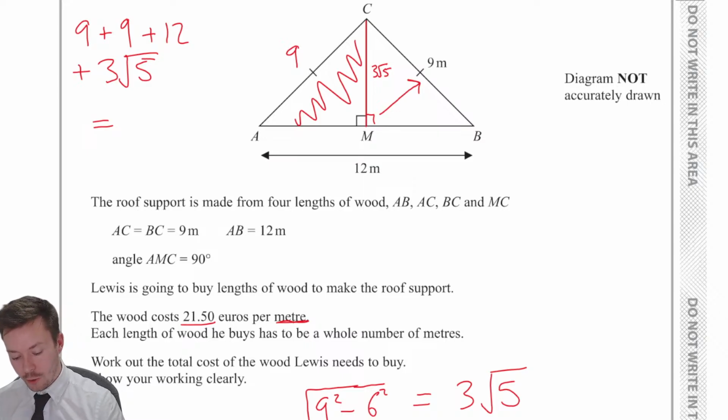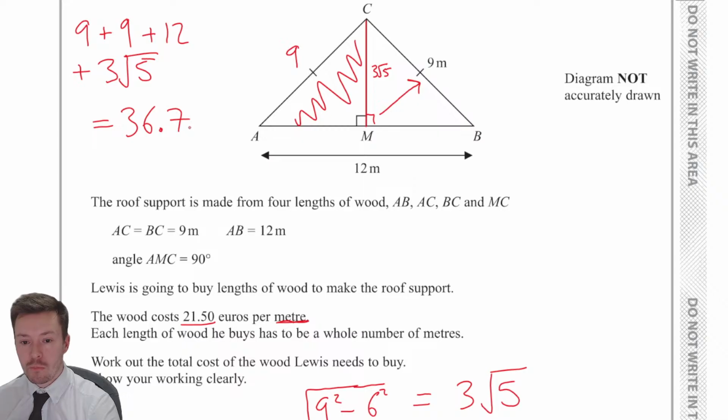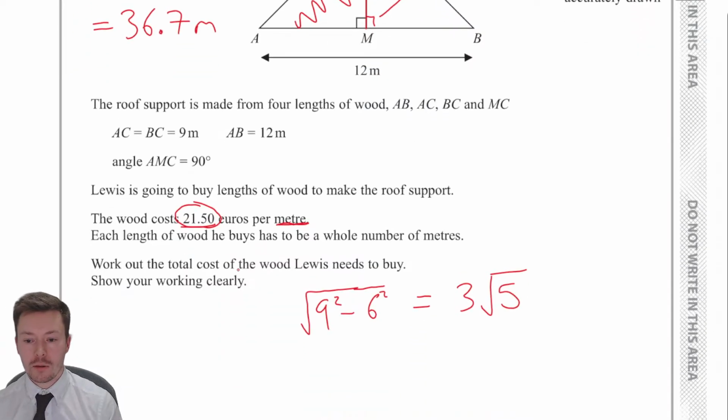That gives us 36.7, which means it's 37 meters of wood that is needed. So we now need to do 37 times 21.5. Okay, so let's do that down here.